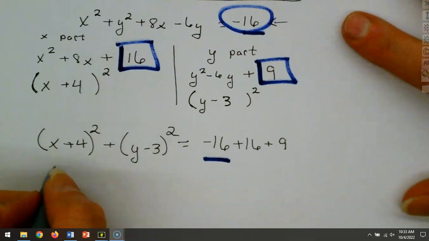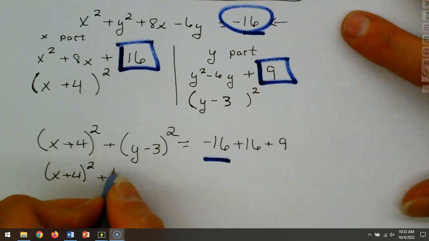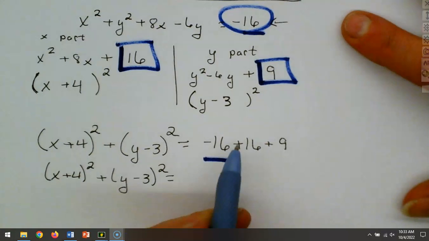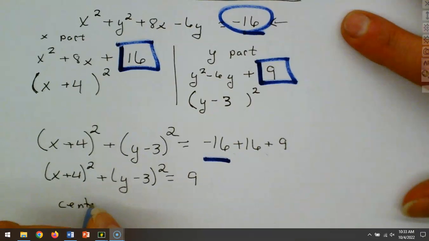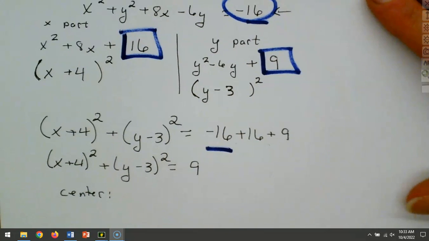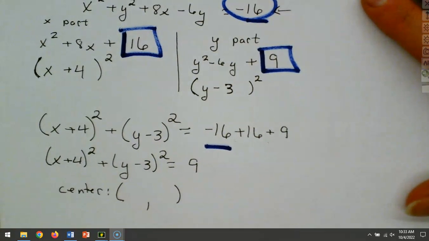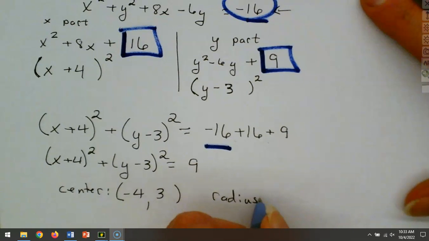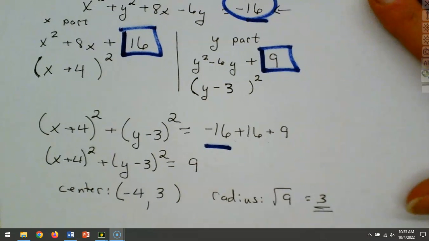Write our answer. So that's x plus 4, quantity squared, y minus 3, quantity squared. The 16s cancel, and that leaves you with a 9. And what is my center? Can someone tell me? Very good work. Negative 4, positive 3, and your radius, square root of 9, which is 3.